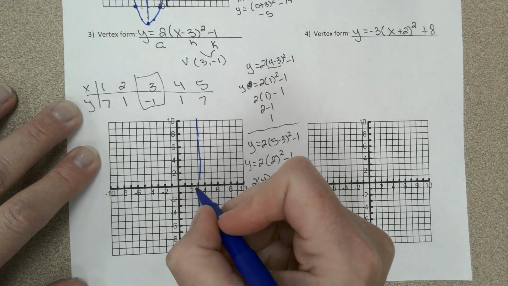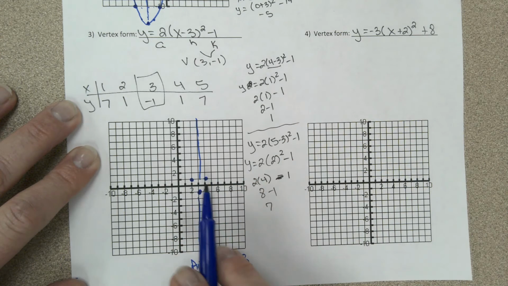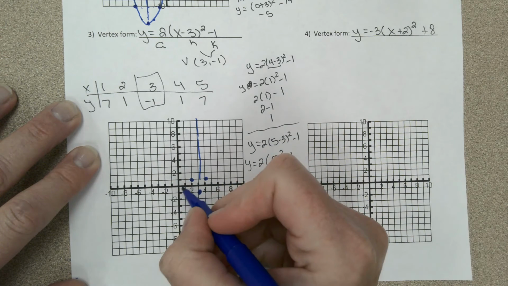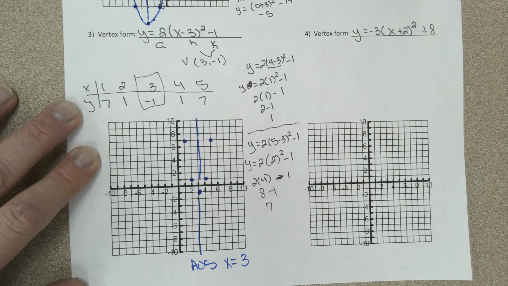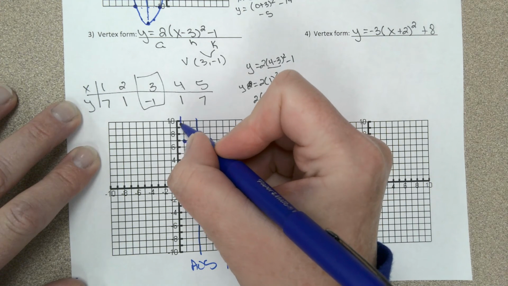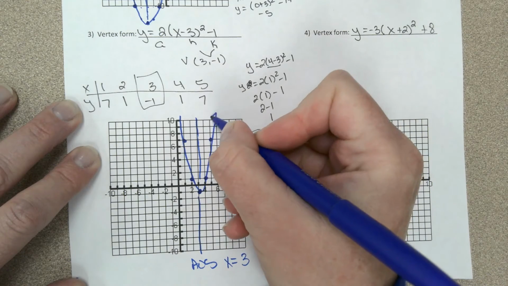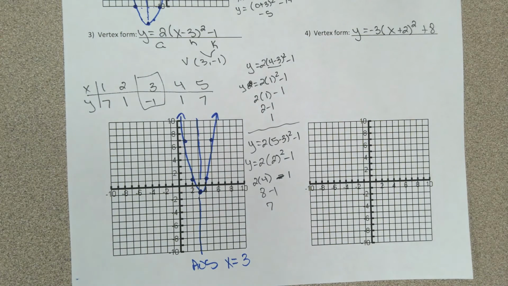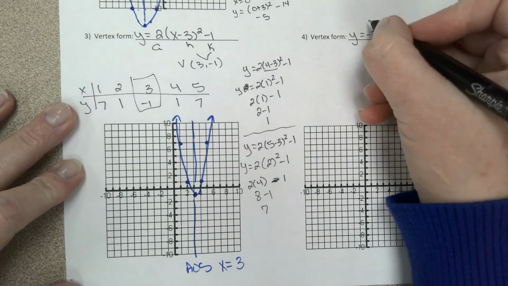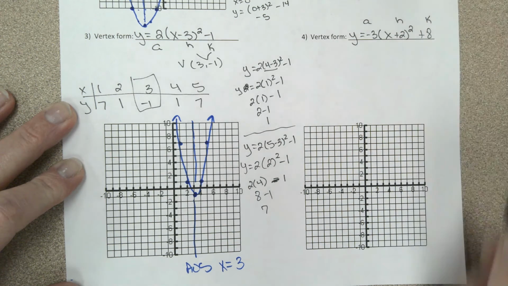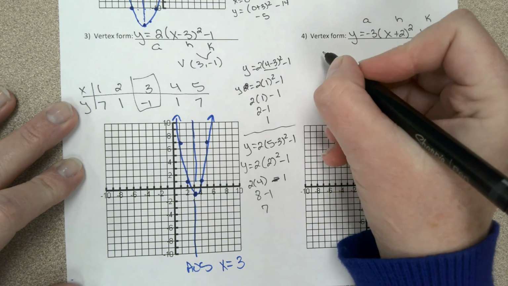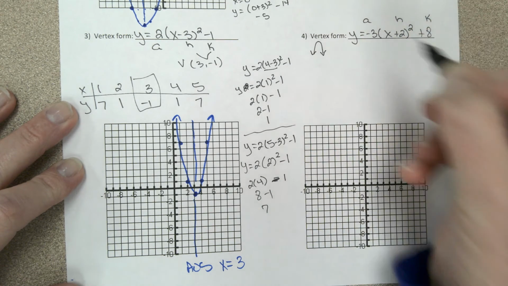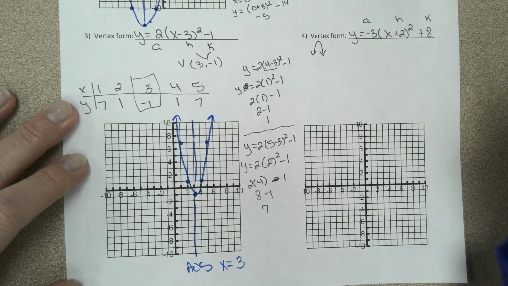I'm going to plot the point 2, 1, and I'm going to reflect it over the axis of symmetry. I'm going to plot the point 1, 7, and reflect that over the axis of symmetry. And then I'm just going to go through and connect the dots. And then on my last one here, there's my A, there's my H, and there's my K. If you notice, A is a negative number, so that means that it's going to flip and reflect and open down, and then it's also going to stretch.